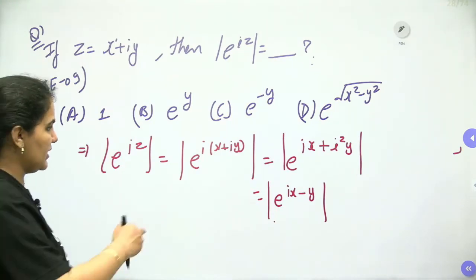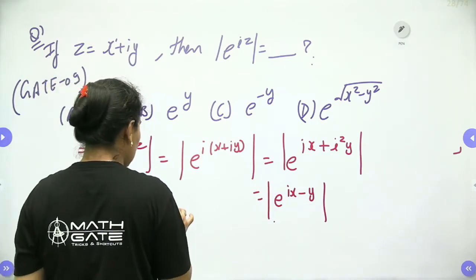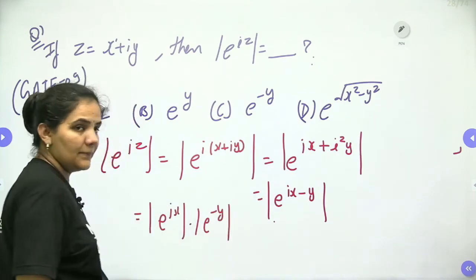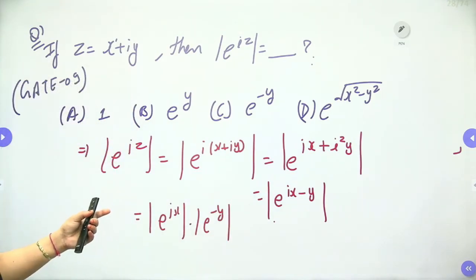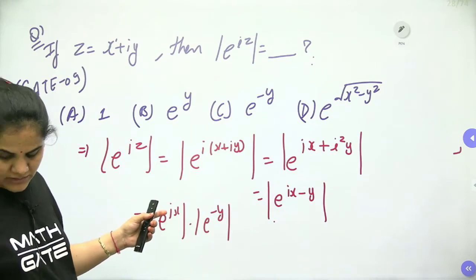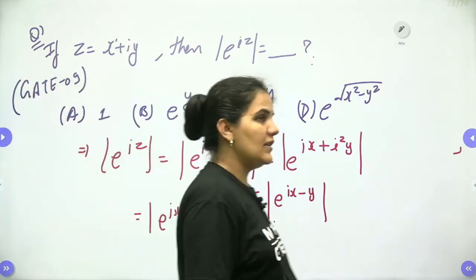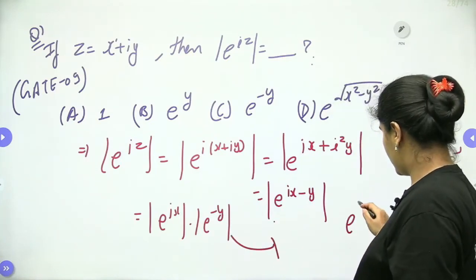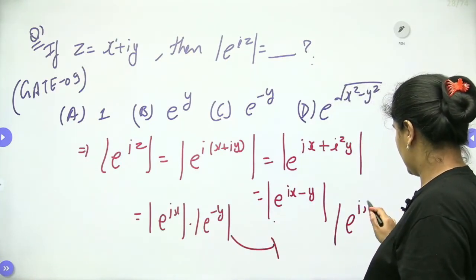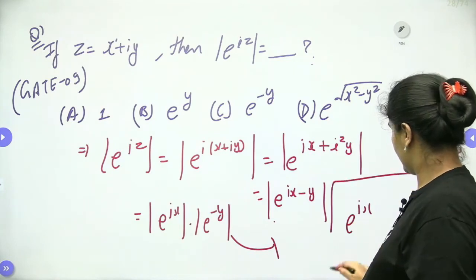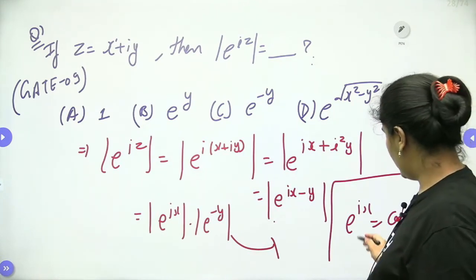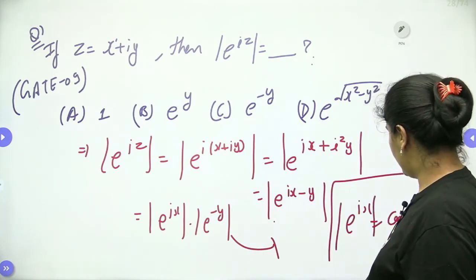When we approach this one, we can write it in a different manner. We can write e to the power iota x into e to the power minus y, inside the mod. So we can easily approach from here. As we know very well, the value of mod of e to the power iota x is always equal to 1. Why? Let me write it down here: e power iota x is equal to cos x plus iota sin x. So when you approach from here, you want the modulus of this one.